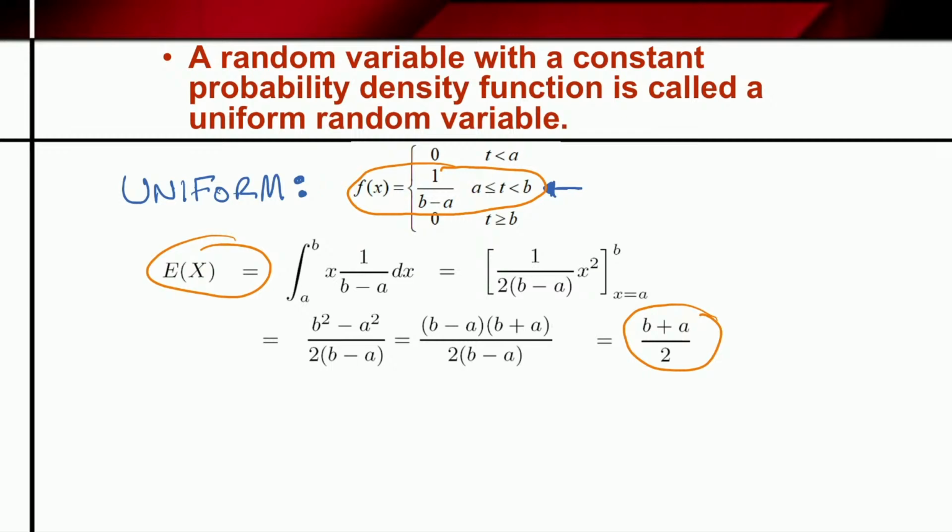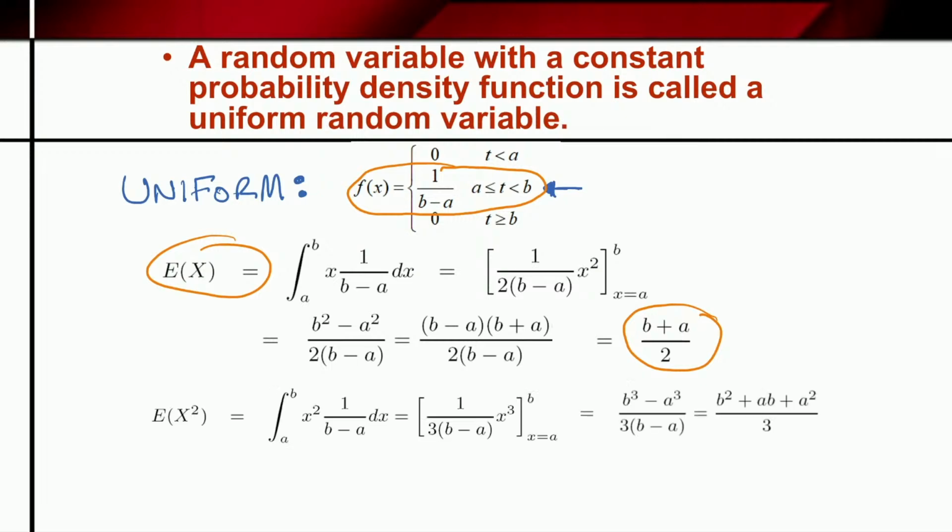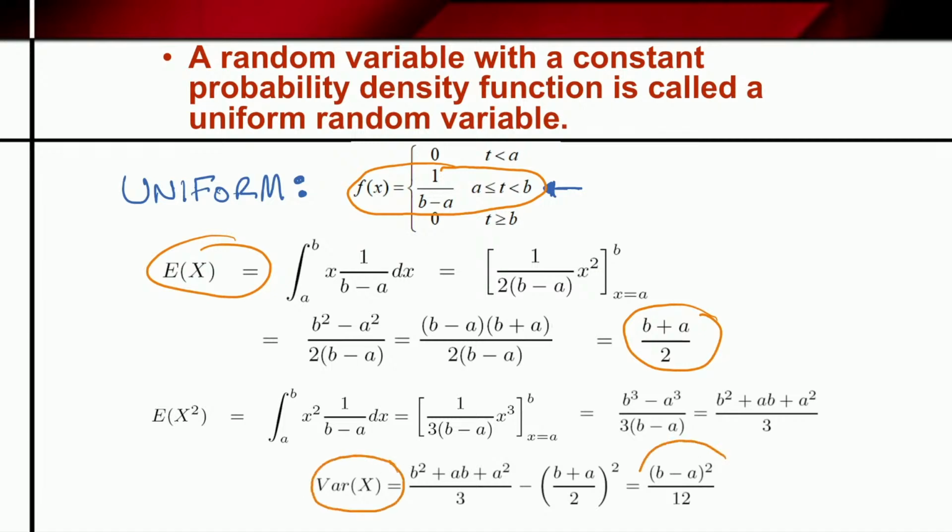It turns out that the variance also has a very specific form. It doesn't look quite as nice. You don't care about that. I won't circle it. But you do care about this, that the variance of this particular uniform random variable is that, b minus a squared over 12.